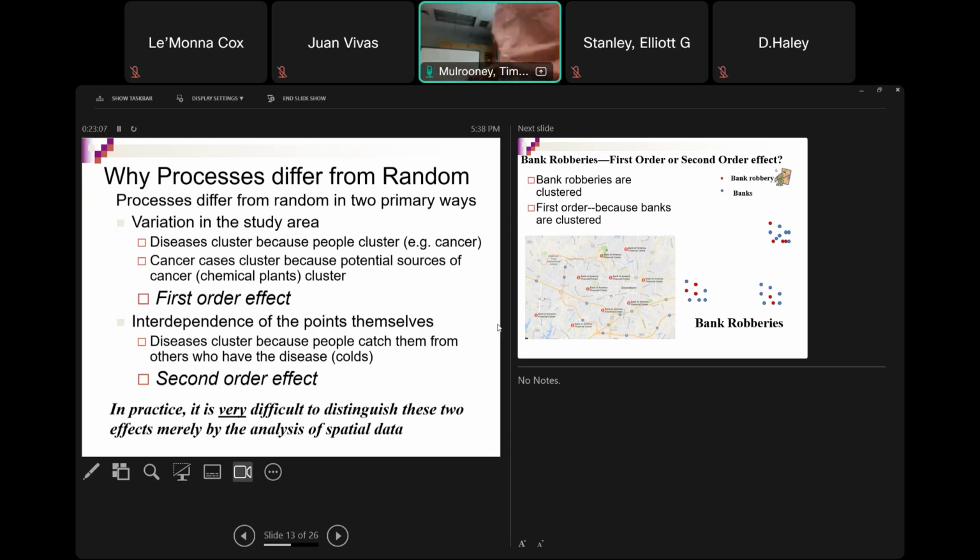I have a friend, a doctor, who did a lot of research on this. What are certain foods, air, water, junk that you eat, red dye, all that other kind of garbage out there that we're still trying to figure out the causes of. Also, cancer cases cluster because potential sources of cancer, like chemical plants, cluster. I won't talk about the second-order effects, but the first-order effect is the interdependence of the points between themselves, meaning geography is the ultimate variable we have here.